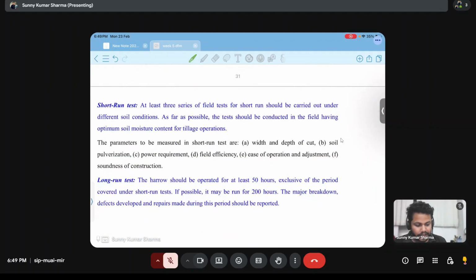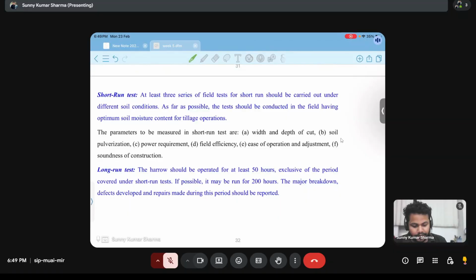For a short run test of any implement, we need to have at least three series of field tests.